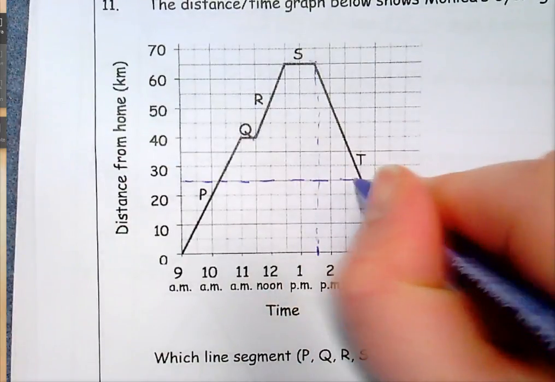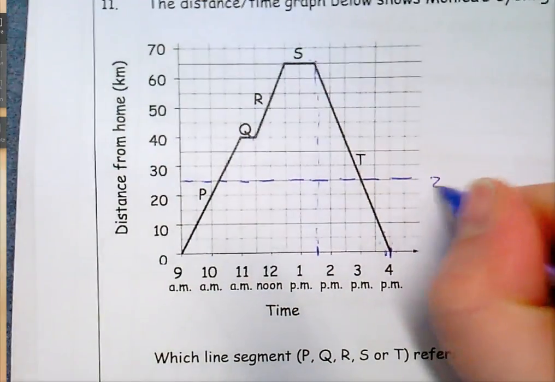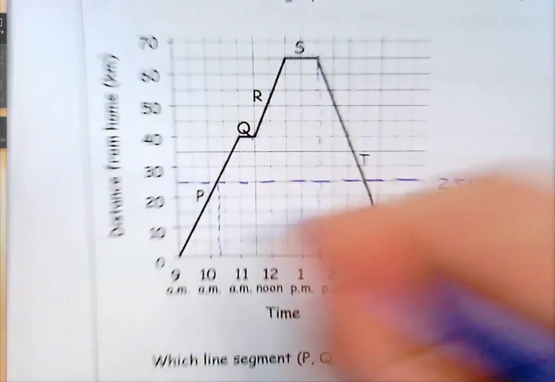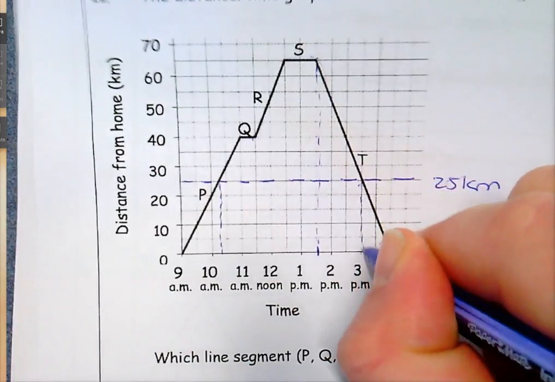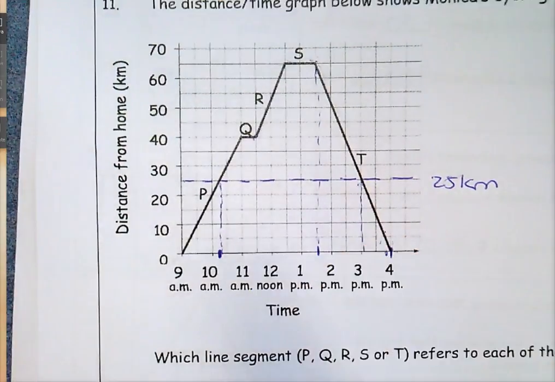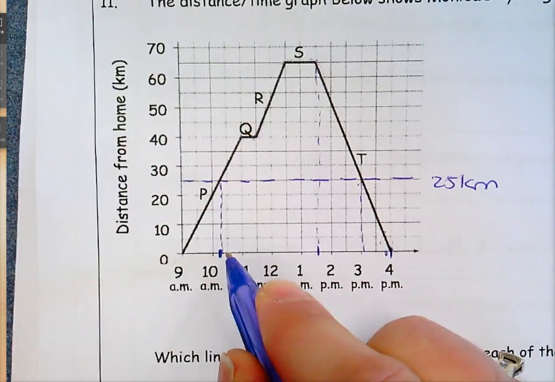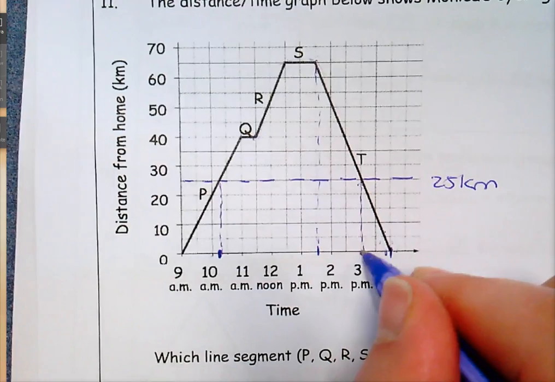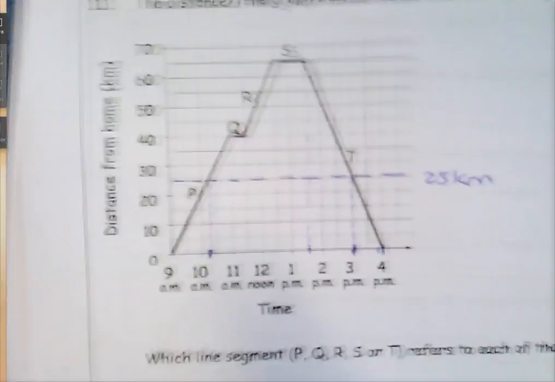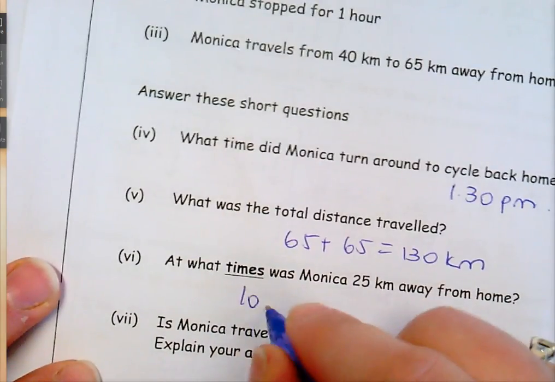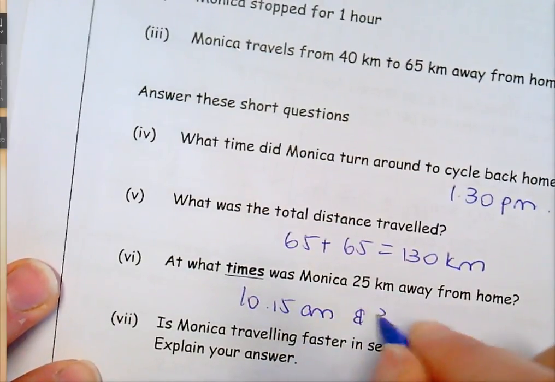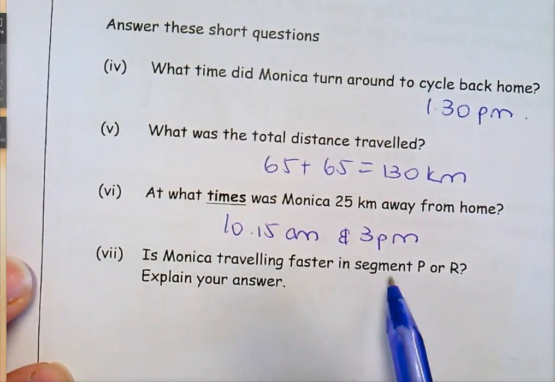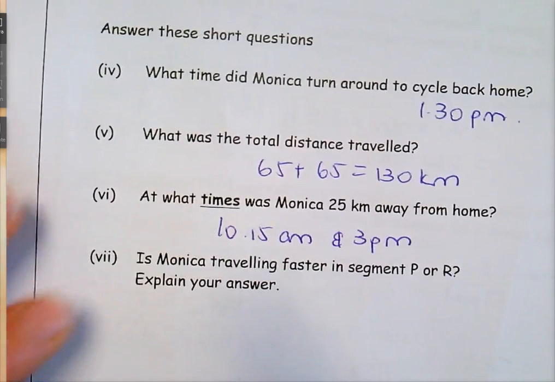Now I'm putting a line here for 25 kilometres. That's the 25 kilometre mark. We look down at the time, and we look down at the time. And what time do we have here? 10:15. Girls, it's not 10:30, it's between 10 and 10:30, so it's 10:15, and the other time is exactly 3 p.m. So we've got 10:15 a.m. and 3 p.m.